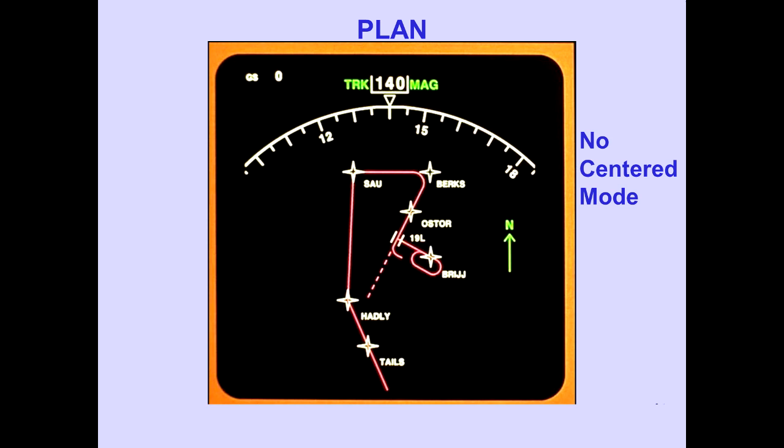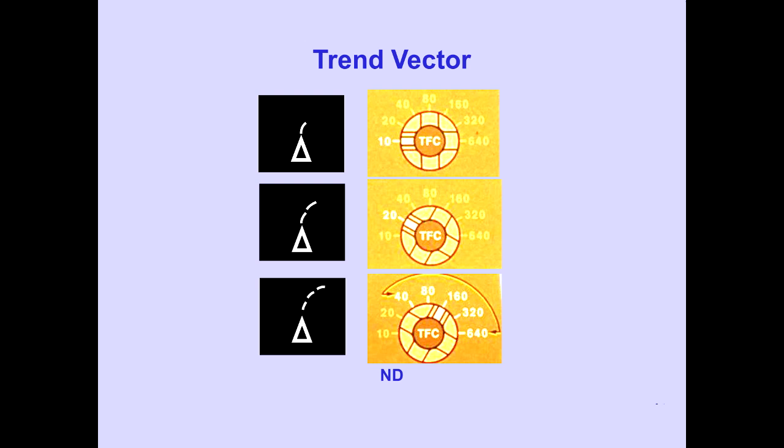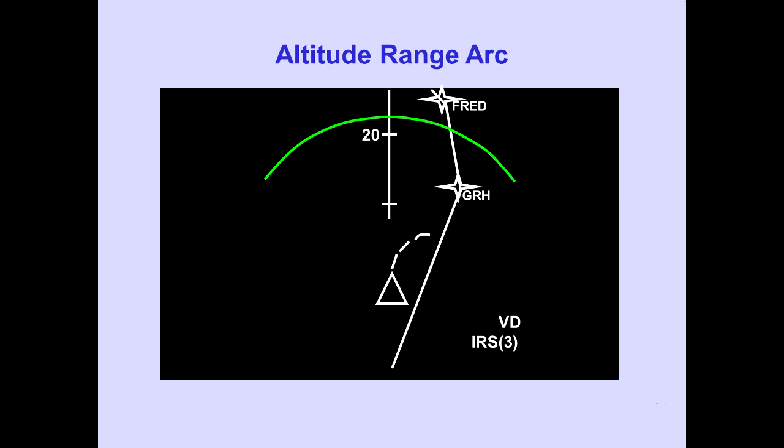A trend vector is displayed in the map modes. The segments predict the airplane's directional trend at the end of 30, 60, and 90 seconds based on bank angle and ground speed. The number of trend vector segments displayed depends on the ND scale selected. An altitude range arc predicts where the reference altitude will be reached based on current vertical speed and ground speed.